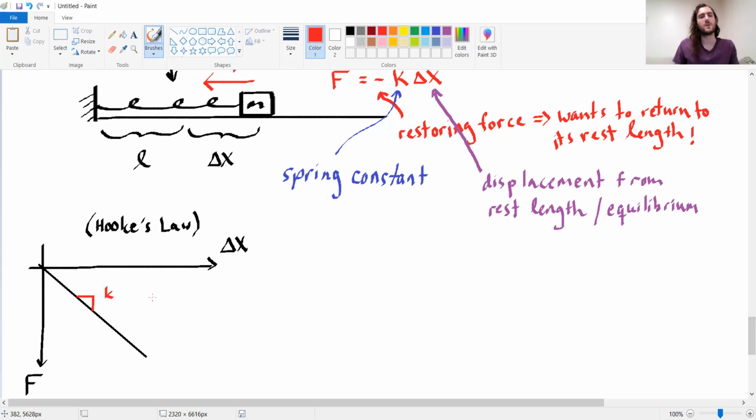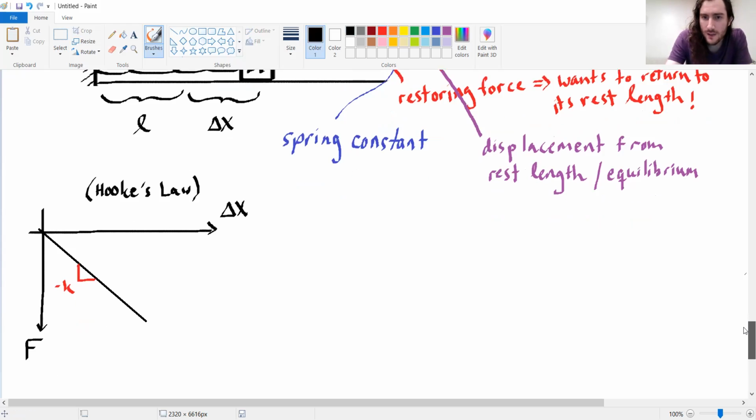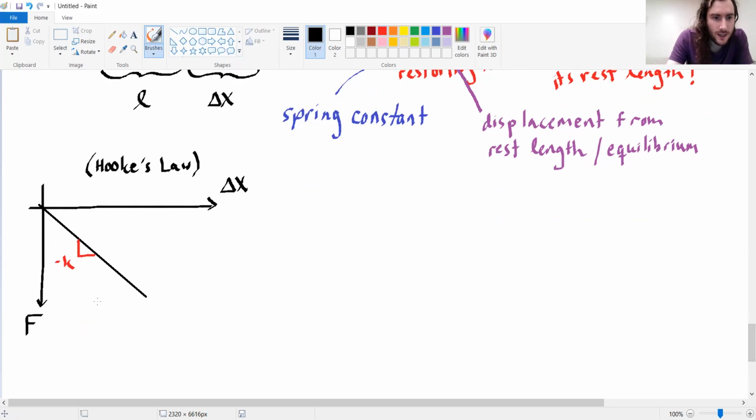And that k, again, is called a spring constant. Maybe I'll put the minus sign as well. There we go. And so if we wanted to, as a matter of fact, let me put that on the other side, and then we can talk about the area there as well. So the slope is minus k. So if we wanted to calculate now the area, well, we know that the Hooke's law force is equal to minus k times delta x.